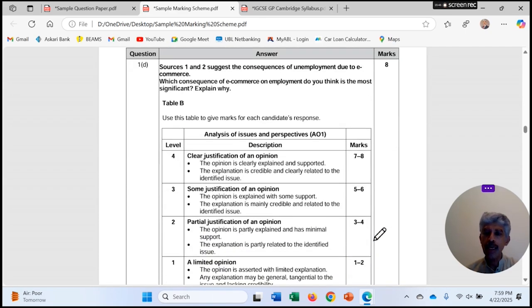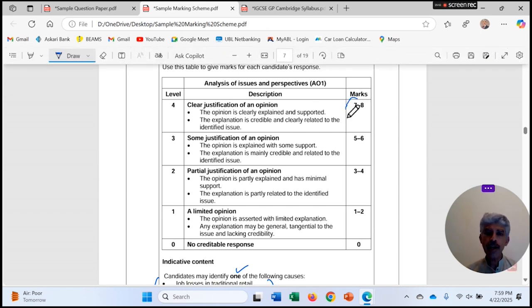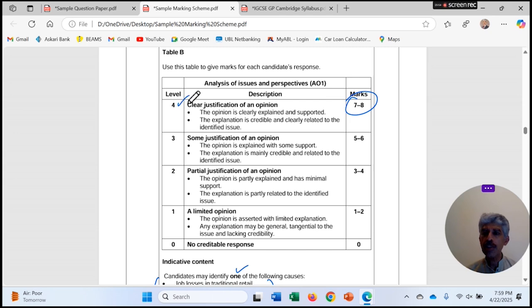And now 1D, if we talk about the marking scheme, as it is an 8 marks question, it means that we are supposed to reach level 4: clear justification of an opinion, that which consequence is the most significant and why. The opinion is clearly explained and supported, and the explanation is credible and clearly related to the identified issues, I mean the unemployment. So if it is done, 8 marks can be awarded.